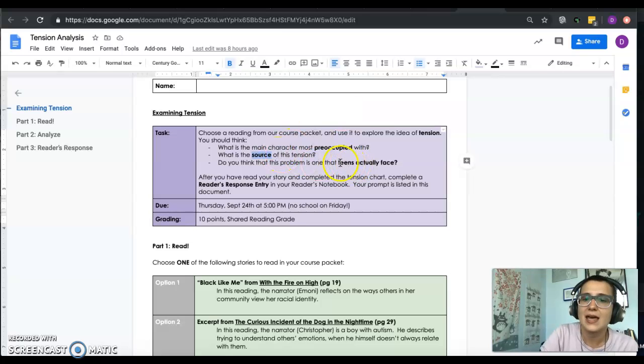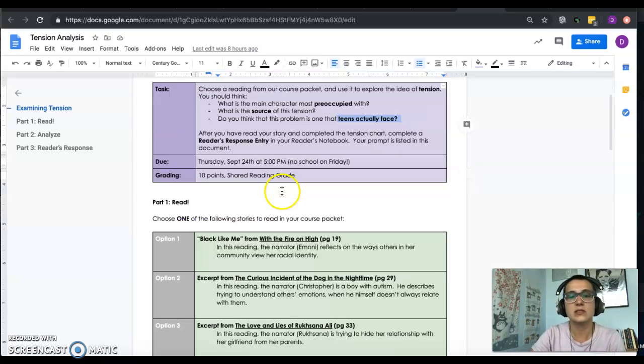Okay. And then you get to tell us, do you think that this is a problem or conflict that teens actually face? Remember, our whole unit is about whether teenagers are accurately represented in literature, and you get to tell us, are they, right? Okay. This is due on Thursday. It's a shared reading grade, okay? And there's a couple different parts.